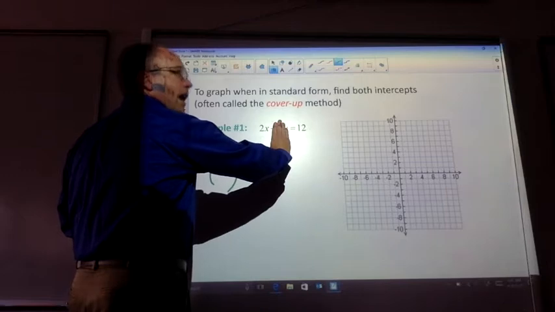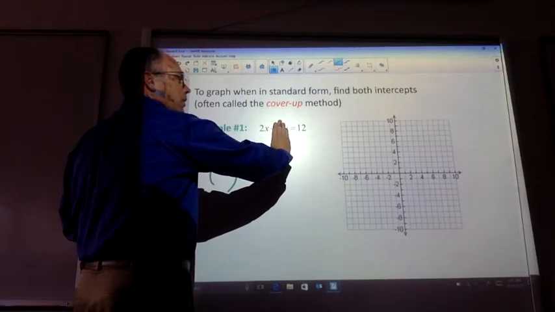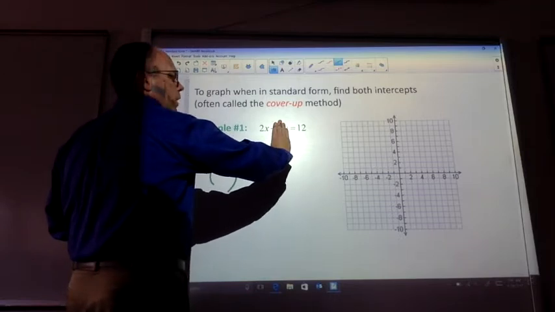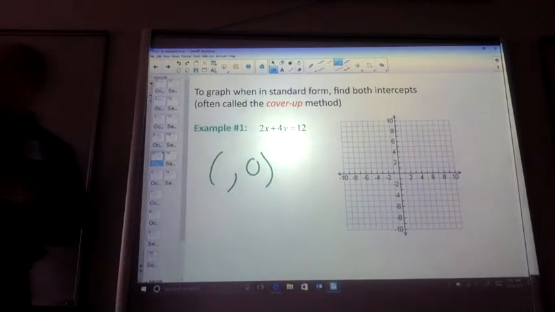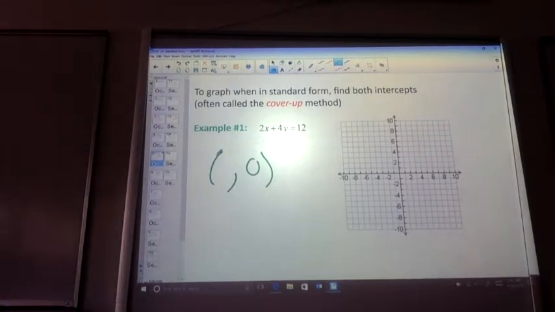So 2x equals 12. What do I have to do in order to get x by itself if 2x is equal to 12? Divide by 2. So x is equal to what? 6. Yeah. So 6 comma 0 is right here. This is where it crosses the x-axis.